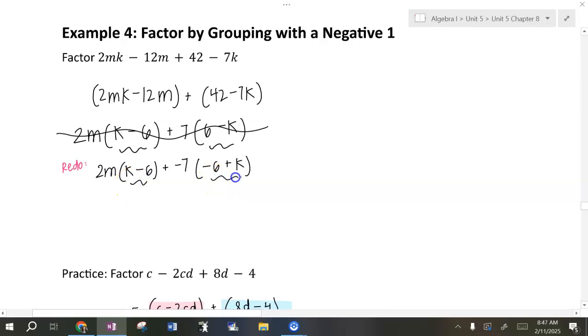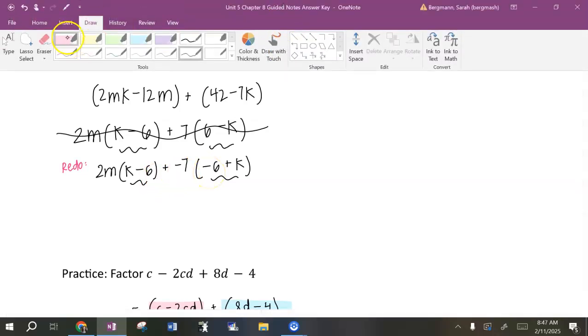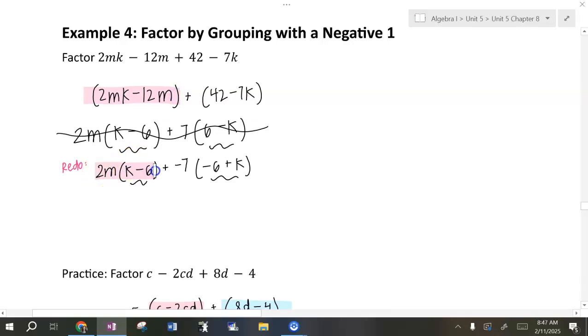Now my 2 factors are actually matching. They both have positive k, they both have negative 6. So since the 2 groups have a matching factor, I can pull it out as the GCF. My GCF between the 2 groups is k minus 6, or negative 6 plus k. It doesn't matter which order you put that in. I'm going to put k minus 6 for standard form. And when I factor out that k minus 6, the GCF, I'm left with 2m from the first group and negative 7 in the second group.